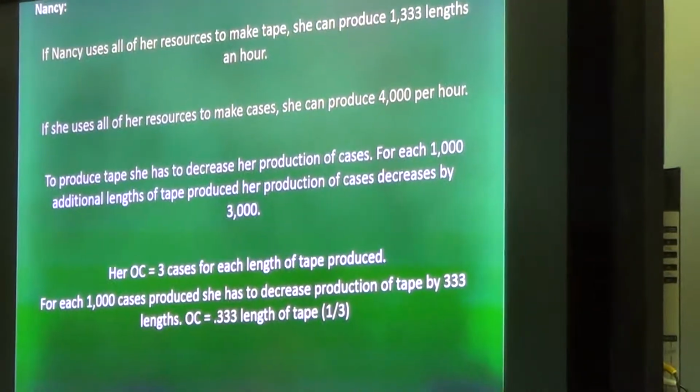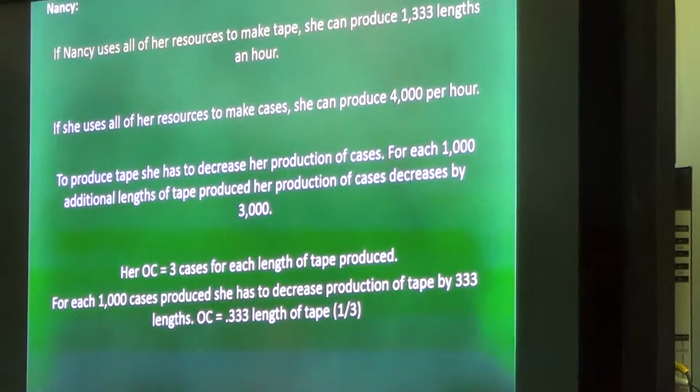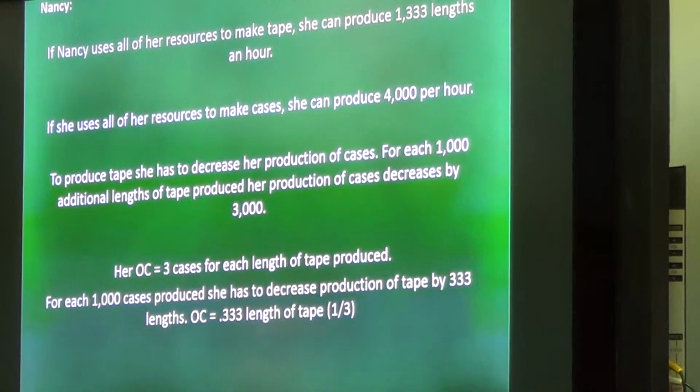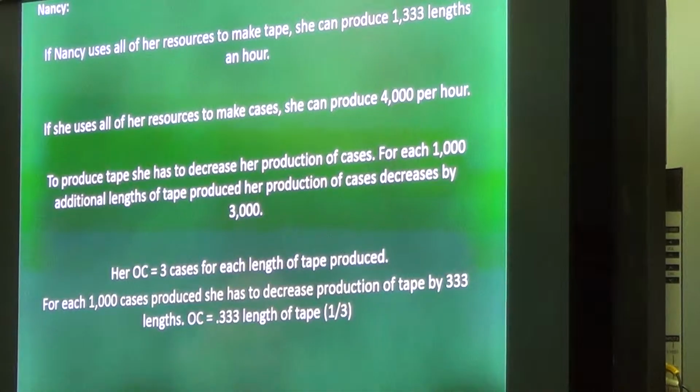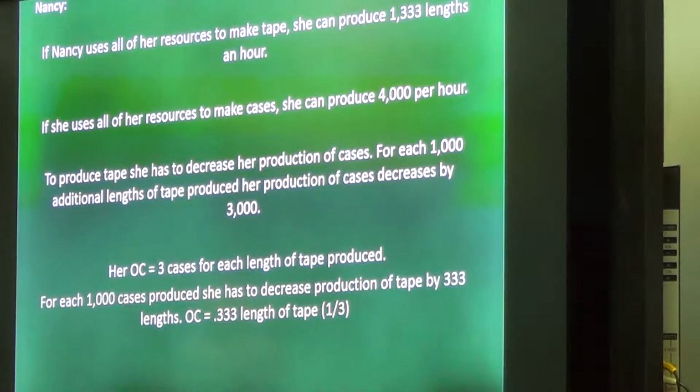So to produce tape, she has to decrease her production of cases, just like the example with Tom, where you have to give up some of one product to produce the other. So for each 1,000 additional lengths of tape produced, her production decreases by 3,000. So that's quite a big opportunity cost as well. So her opportunity cost is 3 cases for each length of tape produced. So if she wants to produce 1 tape, she can't produce 3 cases.